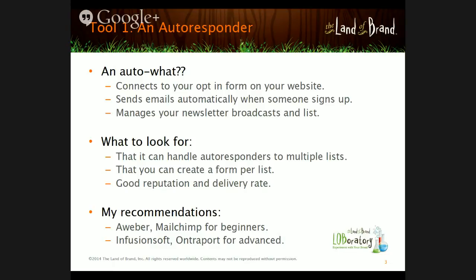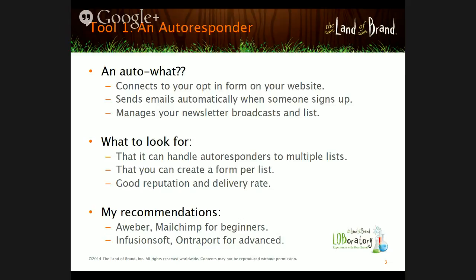My recommendations for autoresponders are Aweber and MailChimp for beginners, and then Infusionsoft and Entreport for advanced users. And the difference here is if you're starting out and you don't have a huge budget, Aweber and MailChimp are both around $20 a month for their lowest package. Infusionsoft and Entreport are $200 and $300 a month, plus Infusionsoft has a startup fee. So you need to have the income to be able to support a piece of software like that, but obviously they do a lot more than just deliver your email.